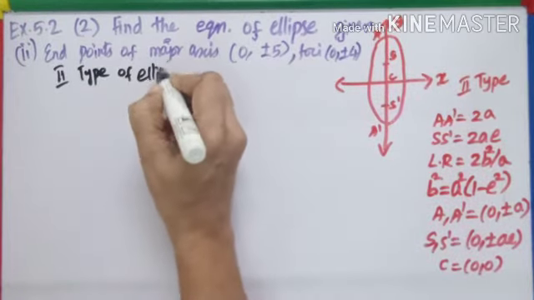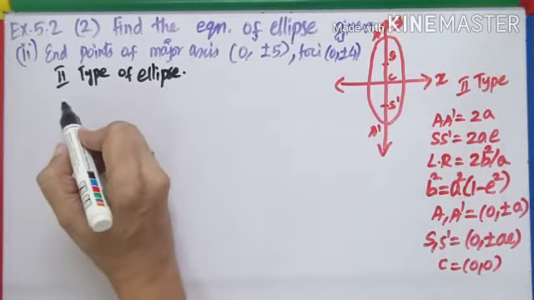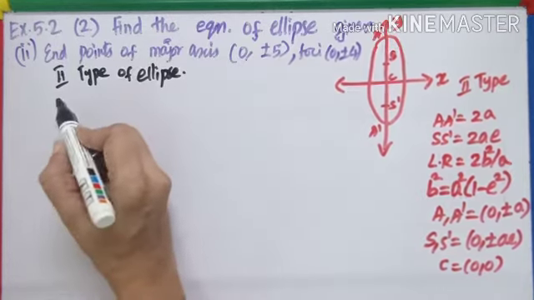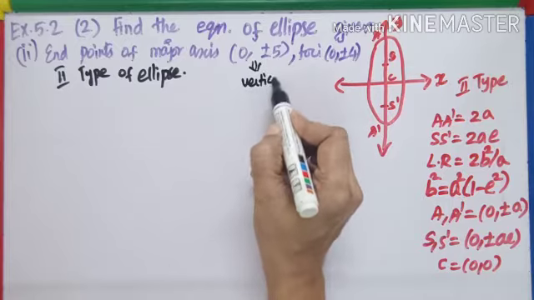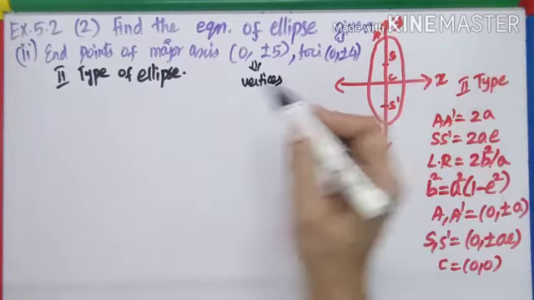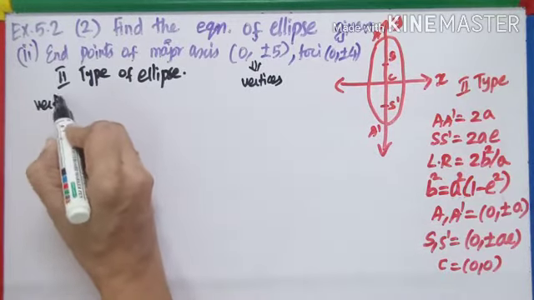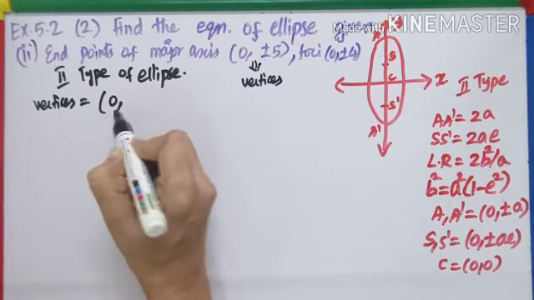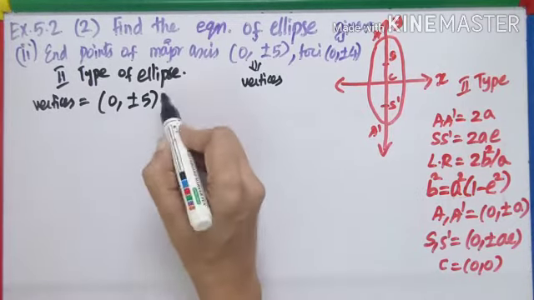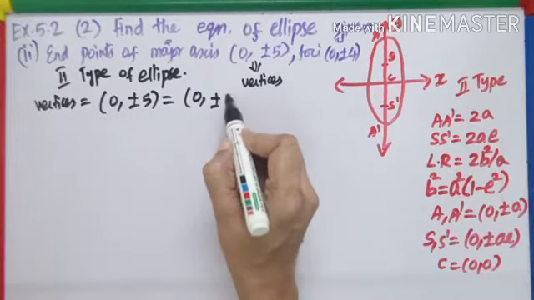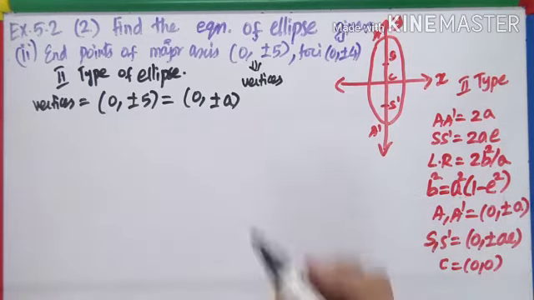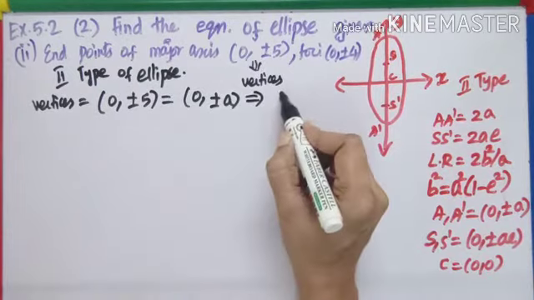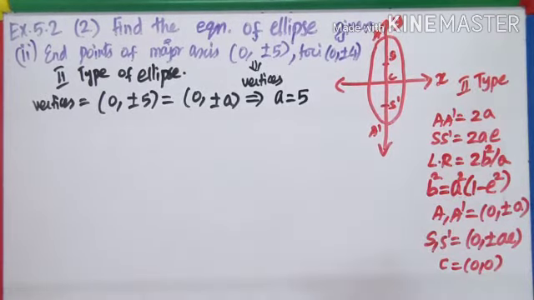And from this they have given endpoints of major axis represents vertices. So vertices equal to 0 plus or minus 5. Compare this with 0 plus or minus a. As we know, the vertices in second type is 0 comma plus or minus a. Comparing this, I get a equals 5.